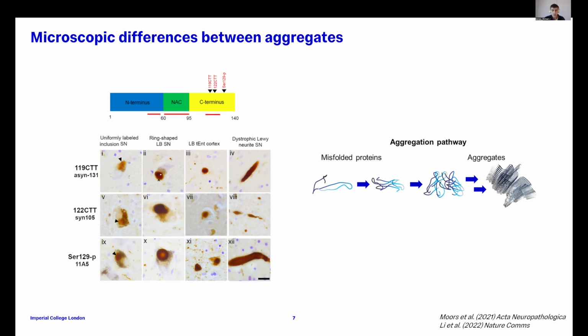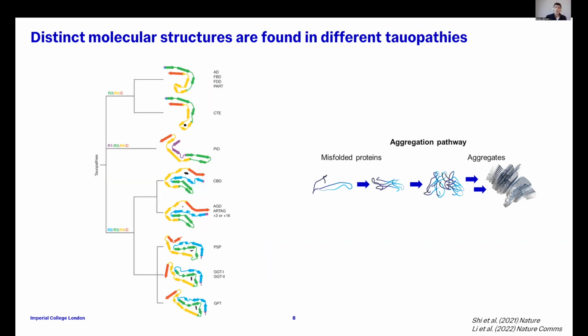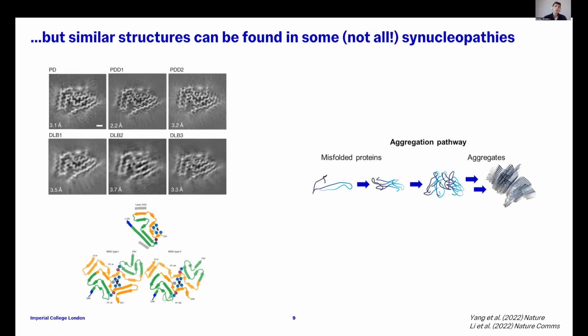And if we zoom in and just look at the molecular arrangements of these types of deposits, here I'm going to show you the different molecular folds that we see in the tauopathies. We can see there's this rich variety between the different diseases. Some folds are similar across diseases and some are different. And this is again mirrored in the synucleinopathies, where we see Parkinson's disease and dementia with Lewy bodies having near identical molecular folds.